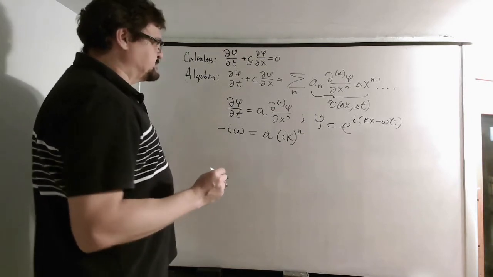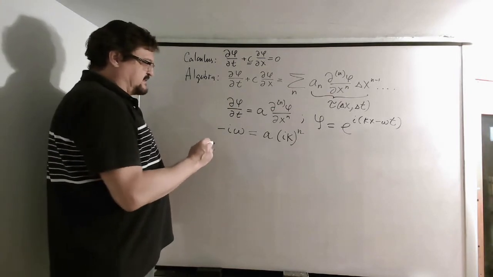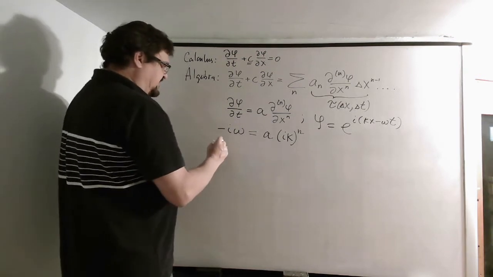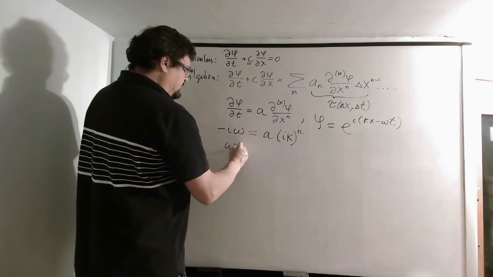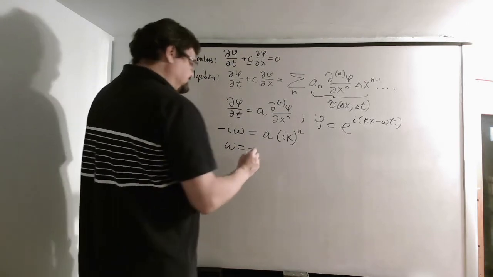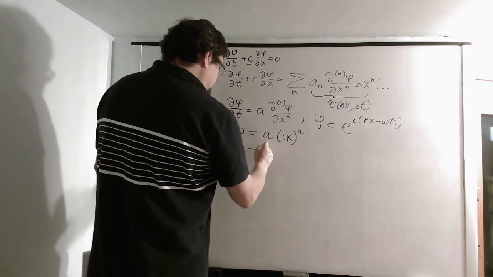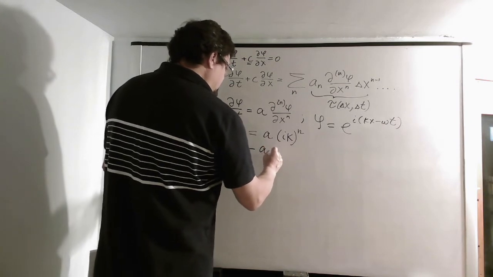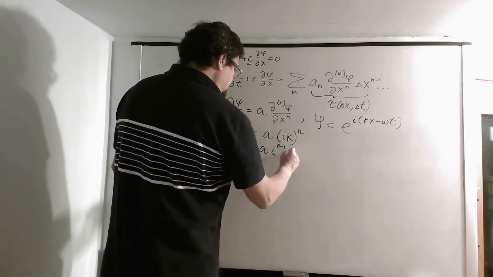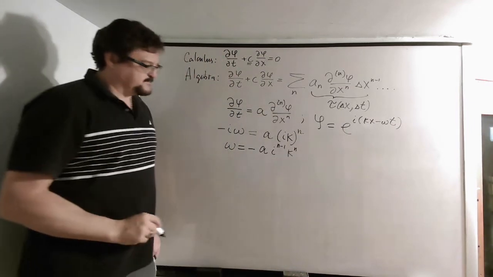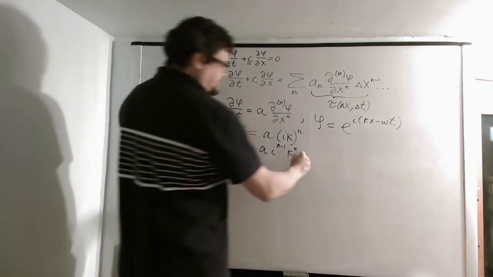Yeah, that's it. Now let's divide by minus i. We have omega equals minus a times i to the power of n minus 1 times k to the power of n. So this is our dispersion relation.